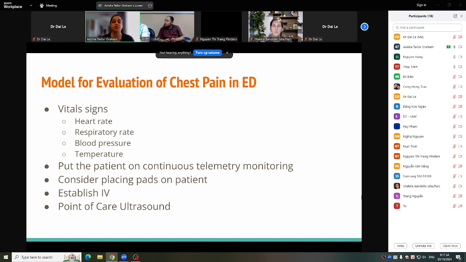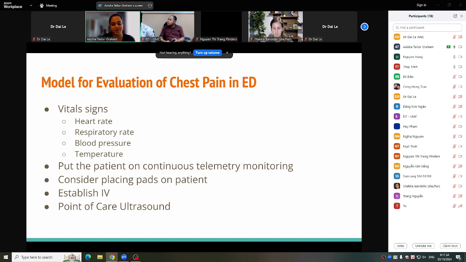Then we move on to looking at the vital signs. In particular, we're taking a look at their heart rate, respiratory rate, blood pressure, as well as their temperature. We always want to be putting these patients on continuous telemetry monitoring when they come into the emergency department with chest pain. Depending on what you're seeing when you're looking at the patient, you can consider putting them on the defibrillation and cardioversion pads just in case. And then you want to establish an IV in these patients.